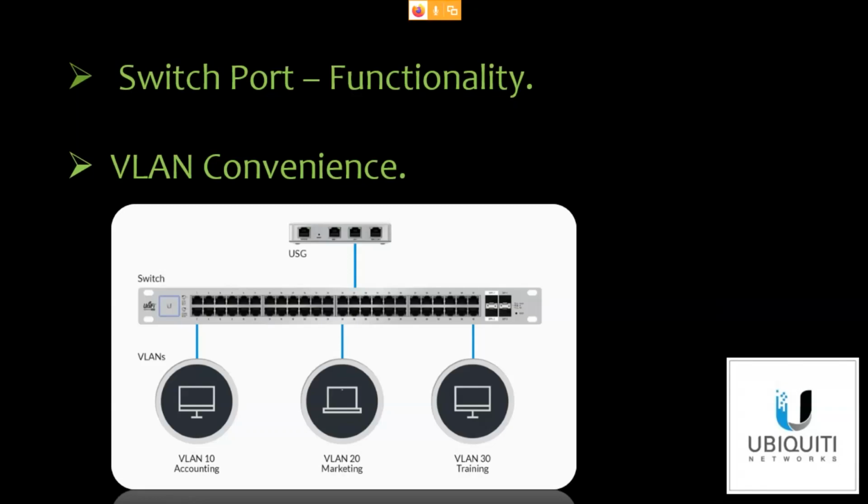As you can see here with the switch port functionality and the VLAN convenience, it is easy to set up. You will have a VLAN 10 accounting, VLAN 20 marketing, and a VLAN 30 for training. As I've explained, this is just to show you how you can create the different profiles that you would then assign your devices to using those specific ports. We'll have a look in a minute with regards to the power output on these units and how you would use this to configure your whole network. This is a Unify switch, but the Edge switches work exactly the same.